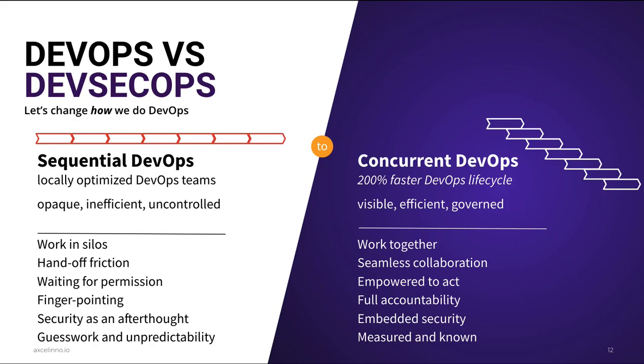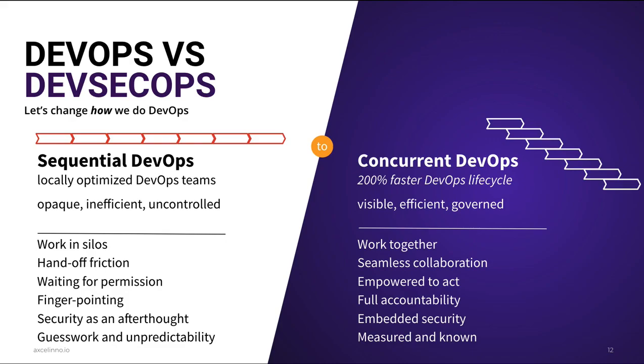And really what we want to do is go from having sequential DevSecOps, which has really localized, maybe optimized DevOps teams, but they start to operate together on their own, yet dev and ops is still kind of separated. We've seen this a number of times. And so you still have some silos, and there's still a little bit of friction when it comes to handoff.